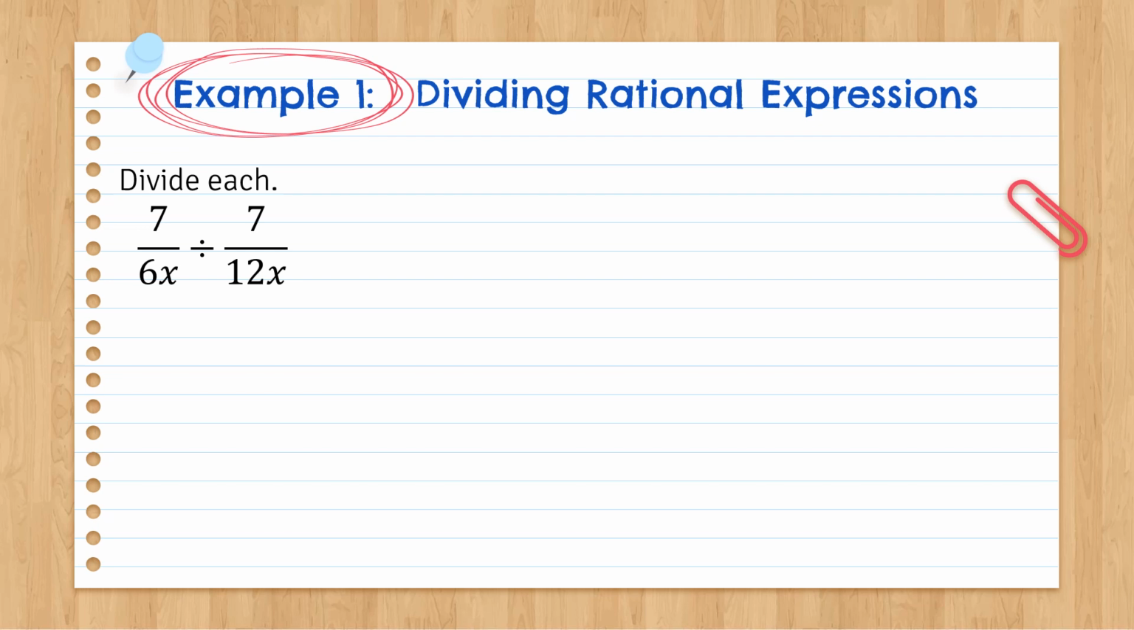So for the first example, let us divide this one: 7 over 6x divided by 7 over 12x. For the first step, we are going to change this division symbol to a multiplication sign. Then we get the reciprocal of 7 over 12x.